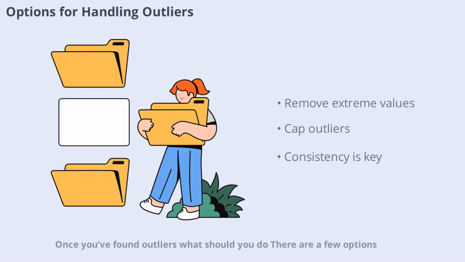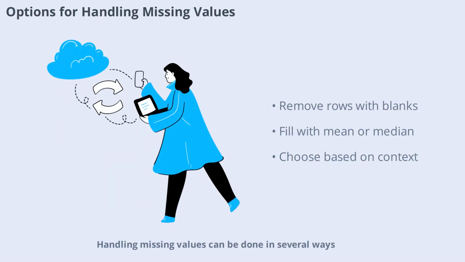Once you've found outliers, what should you do? There are a few options. You can remove them entirely if they're clearly errors or irrelevant. Sometimes you might want to cap them, set a maximum or minimum value so they don't skew your results. The right choice depends on your data and your goals, but the key is to make a decision and apply it consistently. Handling missing values can be done in several ways.